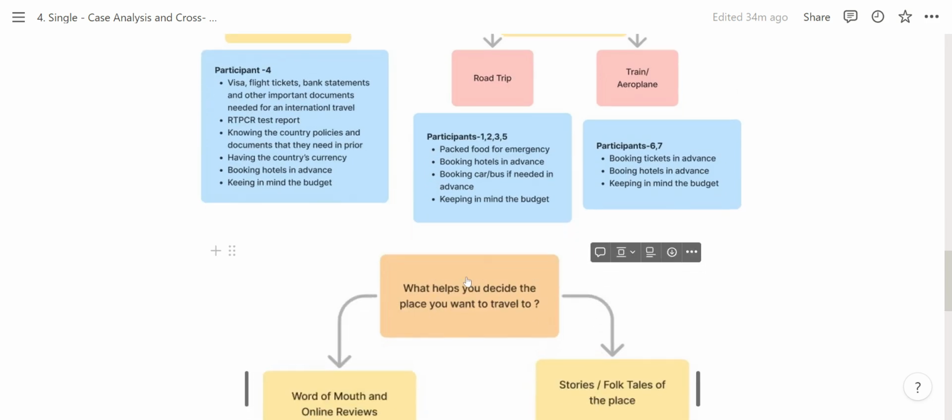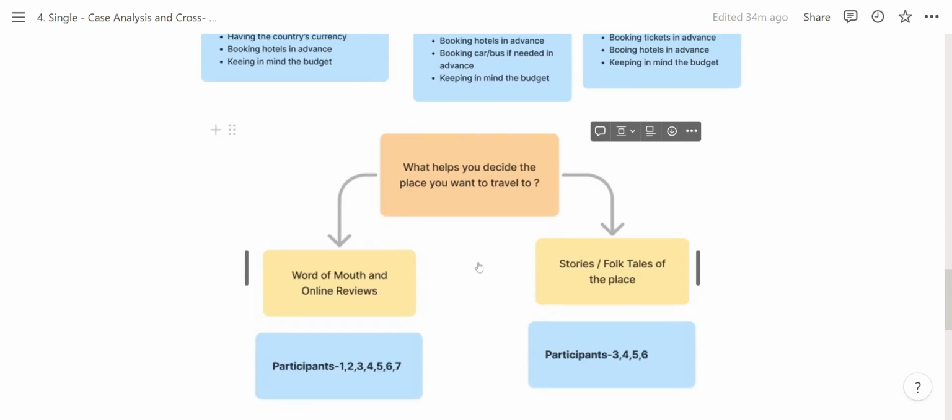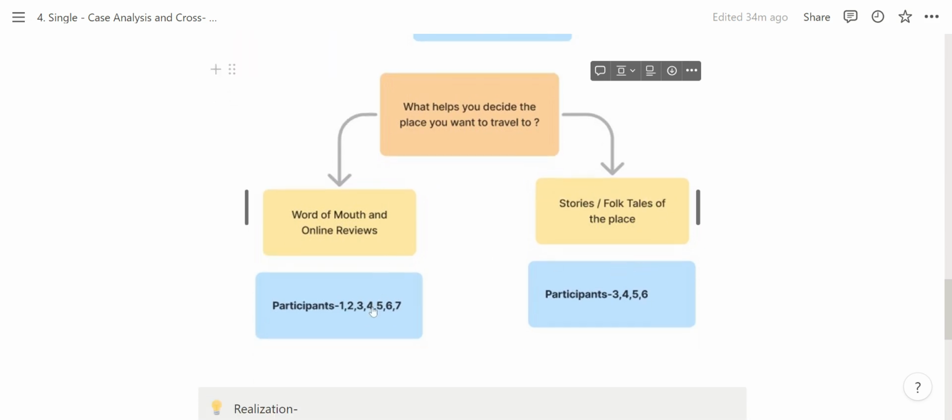So in the next one here, I try to perform the cross case analysis on how they decide on a place to travel. The answers in the interview from the participants included word of mouth, online reviews, and stories or folk tales of the place. Here, all my 7 participants have told that they relied on word of mouth and online reviews, whereas 4 of the participants have told that they do believe in stories and folk tales of a place, and this motivates them to travel to that place.